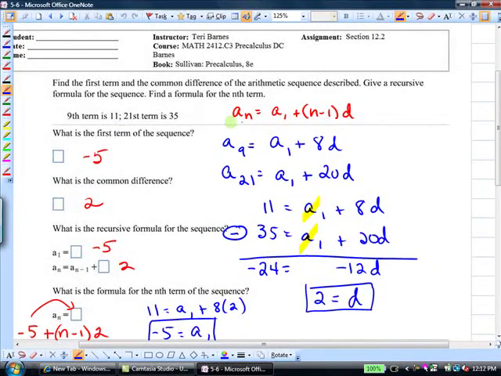All right, here's the basic equation that we've been using, right? We know that a sub 9 is a sub 1 plus 8d. Where'd I get that?